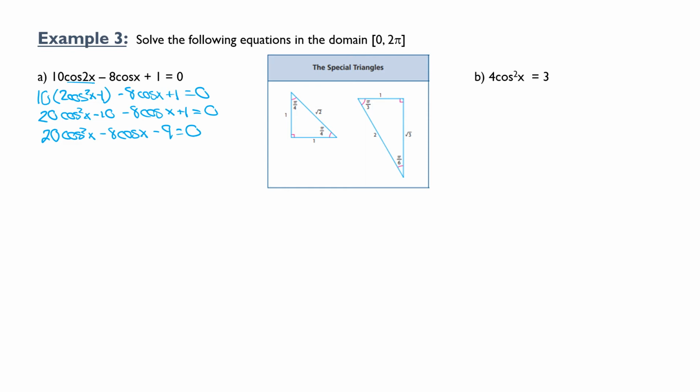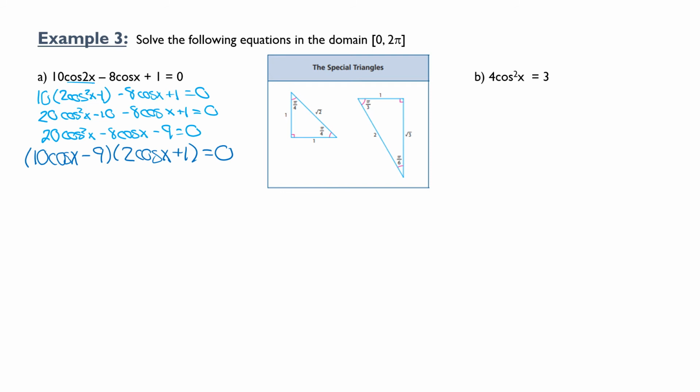Great. Now you are maybe saying, well, I want to let a equal cos x, and I want to change all of this to a's, so that would be 20a squared minus 8a minus 9. I'm going to erase that though, because I'm not going to do that, but you can. So right now you're going to factor and then press pause, and when you come back you will see the answer to the factoring, but with cos's in it. There won't be any a's in it.